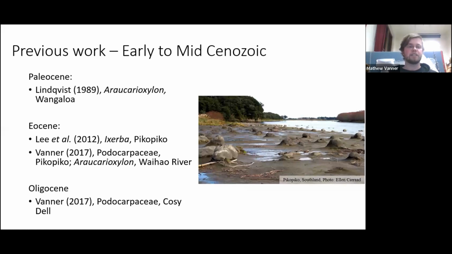Moving into the Cenozoic, we have Araucarioxylon from the Paleocene and Wongaloa. There's not really too many other sites that have fossilized wood that is well enough preserved from the Paleocene to actually do a study on. From the Eocene, we have Exerba from Pico Pico and Podocarpaceae and Araucarioxylon from two different sites, Pico Pico and the Waihau River. In the Oligocene, we've only got this one kind of site in Cozy Dell that has yielded some polycarp wood.